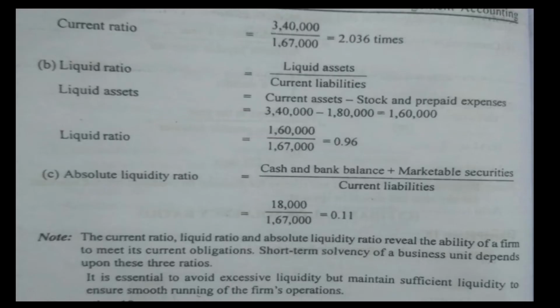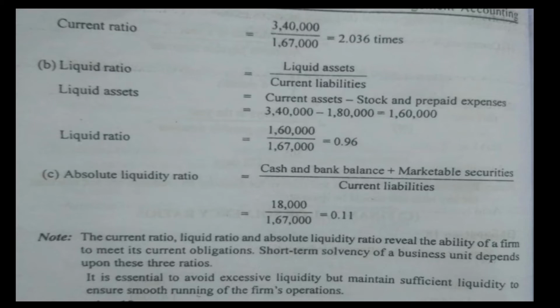See, you can see the current ratio answer: 340 by 167 is 2.036 times. Now for liquid ratio, the formula is liquid asset by current liability. So I have to find my liquid asset first. I already know the current liability from the top of the page. My liquid asset is current asset minus stock and prepaid expenses. I know my current asset is 3,40,000 and my stock is 1,80,000. There are no prepaid expenses. Therefore, my liquid asset is 1,60,000. So 1,60,000 divided by 1,67,000 is 0.96. That is my liquid ratio.